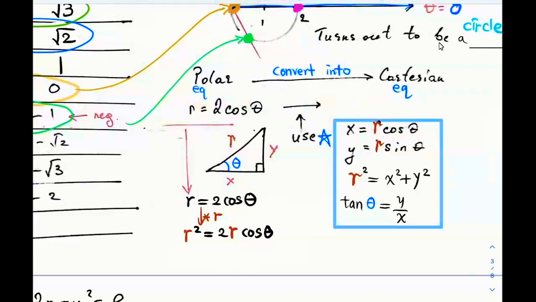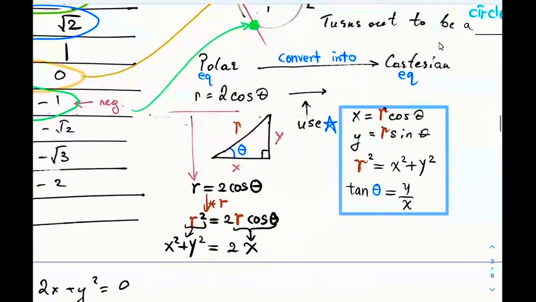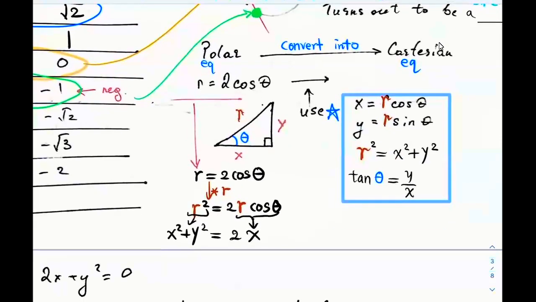Okay. And I also noticed, what happened to R squared? What does R squared equal to? X squared plus Y squared, right? Okay, good. So that will convert into X squared plus Y squared. And this is 2 times what? X, right? That is turned into X. So they all turn into X. Now let's see if I can make it into the standard form of a circle, right?